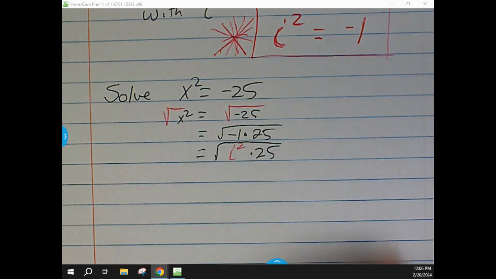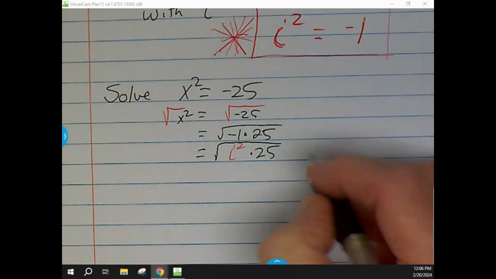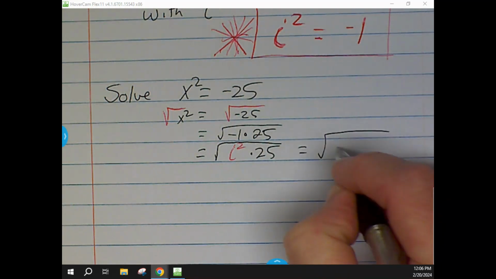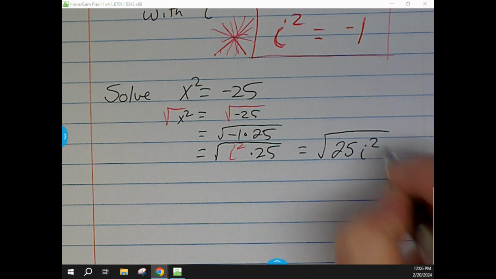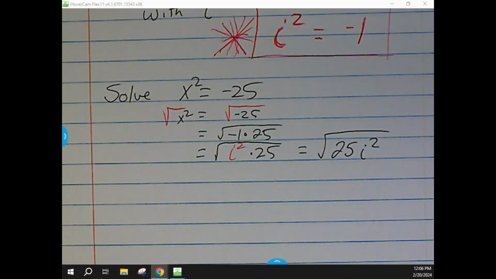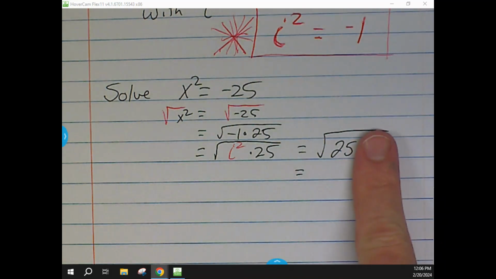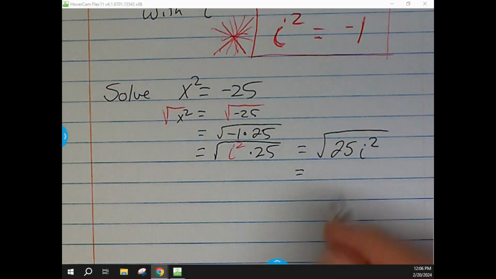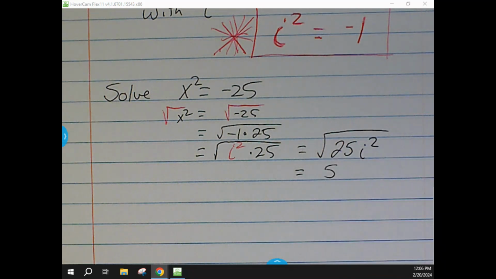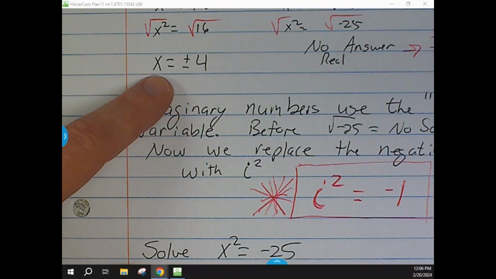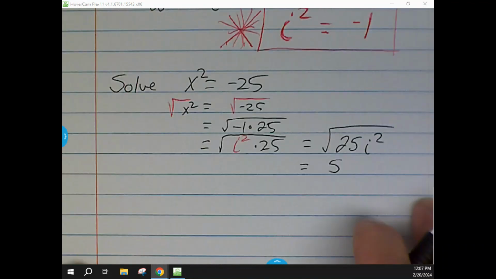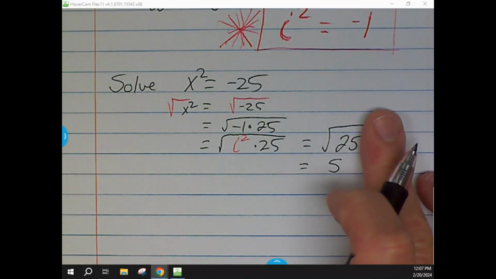Okay, and with most math problems, we usually put the variable second and not first. So if we do that, we'll make it 25i squared. Okay, and then we'll look at it in two pieces. If we take the square root of 25, we know that would be 5. And just like when we did the square root of 16, we used the plus or minus. This one, if we square root 25, we would still use the plus or minus.